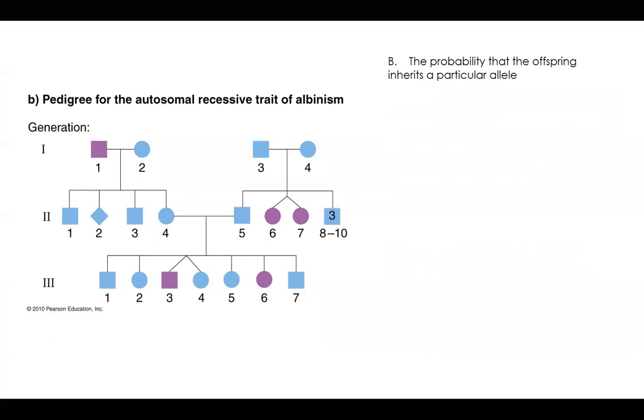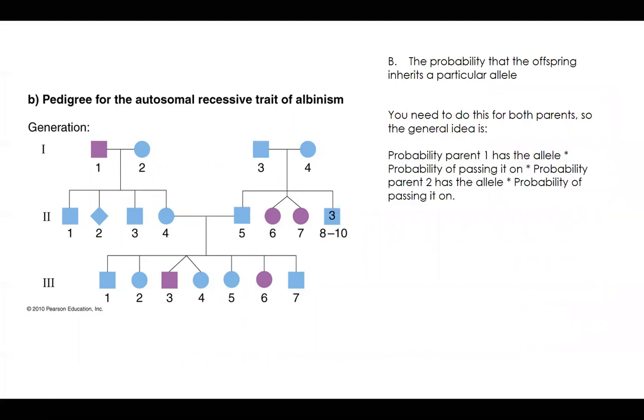Of course, you have 2 parents, so you need to do this for both parents. We didn't use 2 examples, but the general equation is the probability of parent 1 having the allele times the probability of them passing it on, which for diploid organisms is pretty much 1/2, unless you're homozygous, times the probability that parent 2 has the allele times the probability of passing it on. That's going to be the general equation. So you guys will be able to practice this in your assignment.